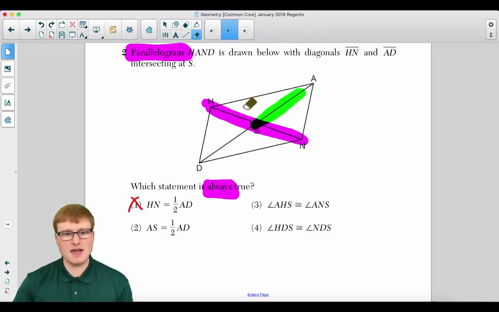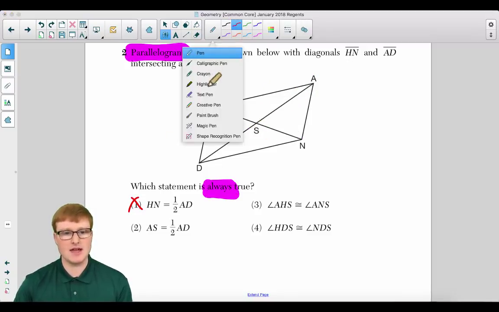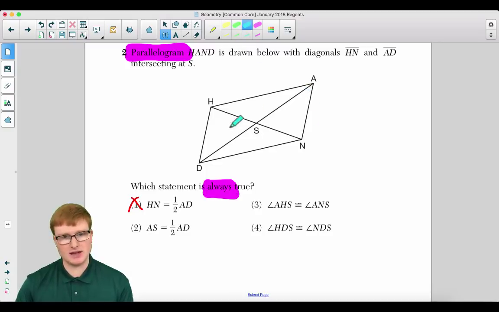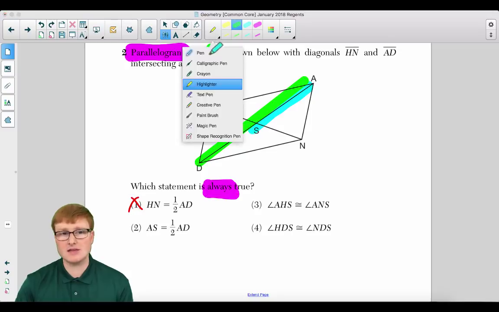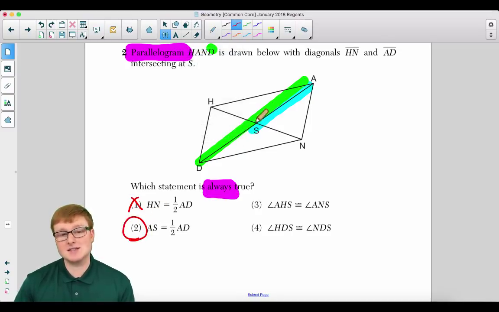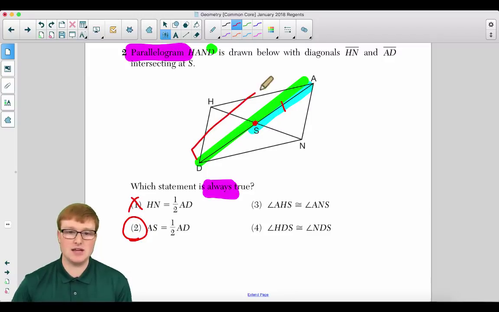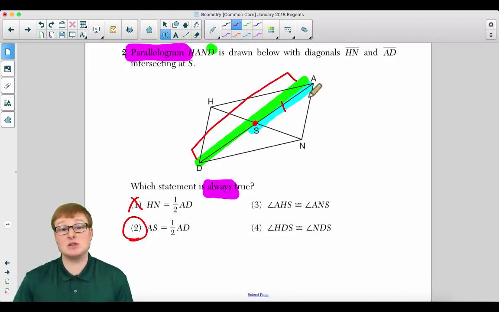Number 2: the length of AS is equal to 1/2 the length of AD. Well, AS right there is equal to 1/2 the length of AD. Is that true? Seems so to me. I think it's choice 2, because S is a midpoint. If S is a midpoint, it divides a segment into two congruent parts. So therefore, AS is 1/2 the length of AD. If you take the whole thing and split it in half, that gives you the length of AS or SD. In this case, they just chose AS. So choice 2 looks good so far.